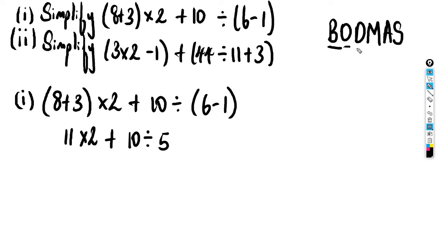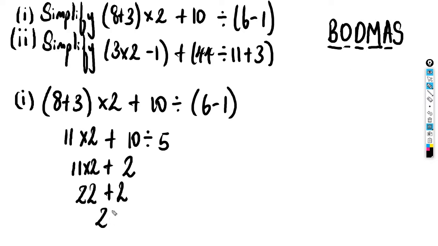Then of division, so we're going to do division next. 10 divided by 5, so I have 11 multiplied by 2 plus 10 divided by 5, which gives us 2. Then we're going to do multiplication. 11 multiplied by 2 gives us 22 plus 2. Then we're going to do addition. So 22 plus 2 gives us 24. And that's the answer. All right, guys?